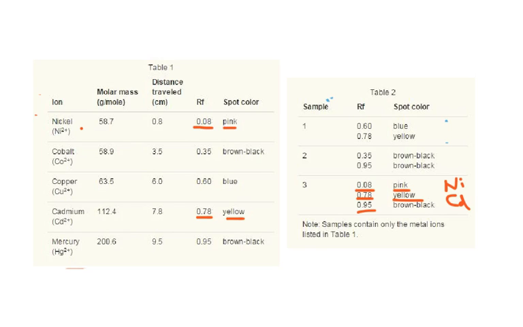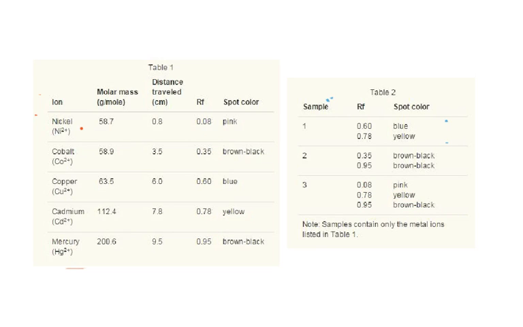Then we have 0.95 and brown black. Now as I look at the data table over here, again I have brown black for cobalt and brown black for mercury. However, cobalt's brown black had an RF of 0.35, whereas mercury was 0.95. So the data that matches would support mercury, not cobalt. So the question asks which ions make up sample 3. It would be nickel, cadmium, and mercury, looking for where the data between the two tables is the same.